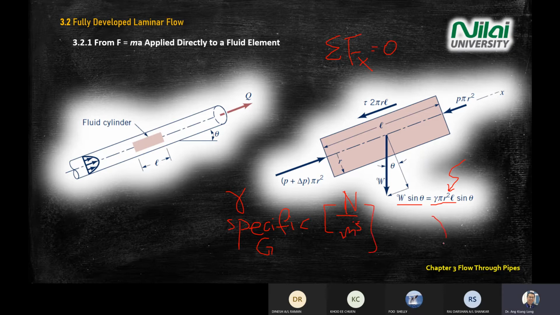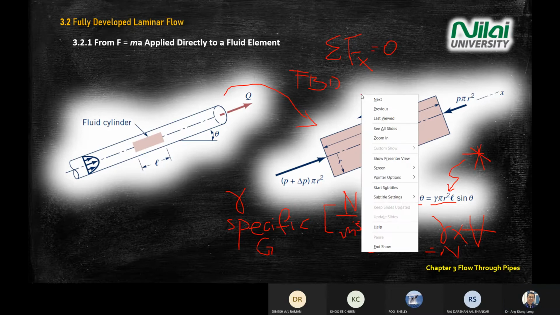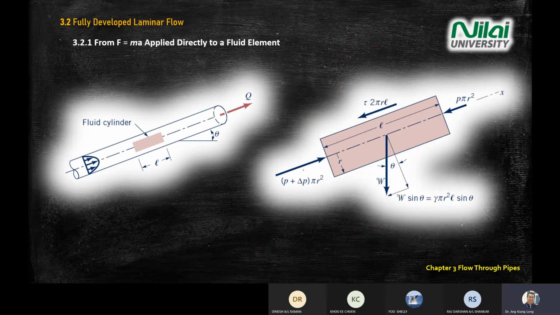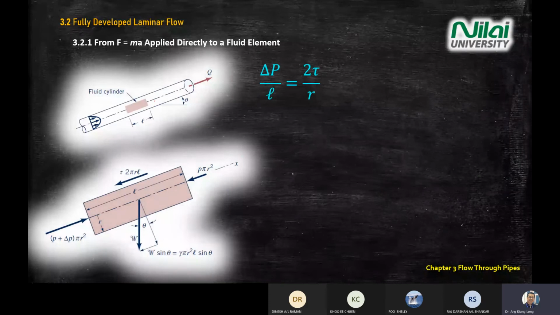So you take this one, gamma times volume, you get Newton. But in this case, there is a slanted angle, so sine theta. Take this one as your homework. Try to ask yourself whether you know how to derive this diagram to this free body diagram. This is called a free body diagram. Ask yourself, then after that, I put the diagrams side by side.